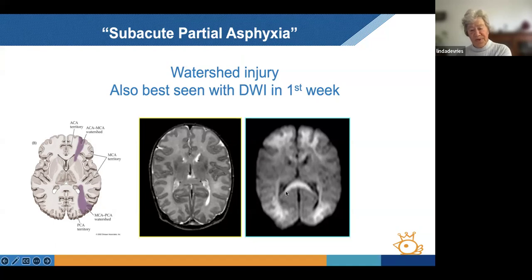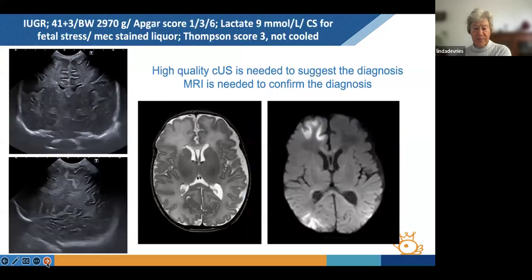So also the corpus callosum, which is very often involved in the watershed type of injury, is very clearly seen on the diffusion-weighted imaging.